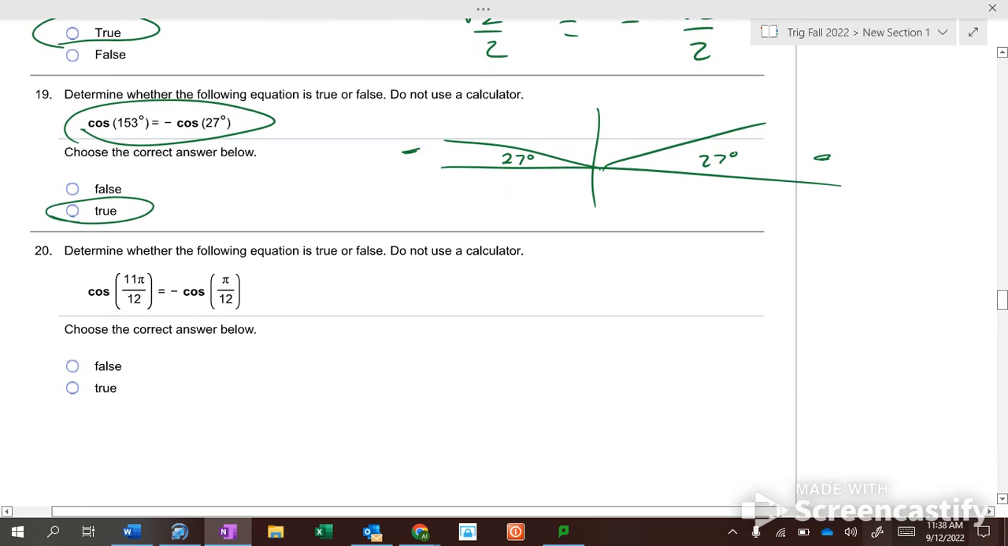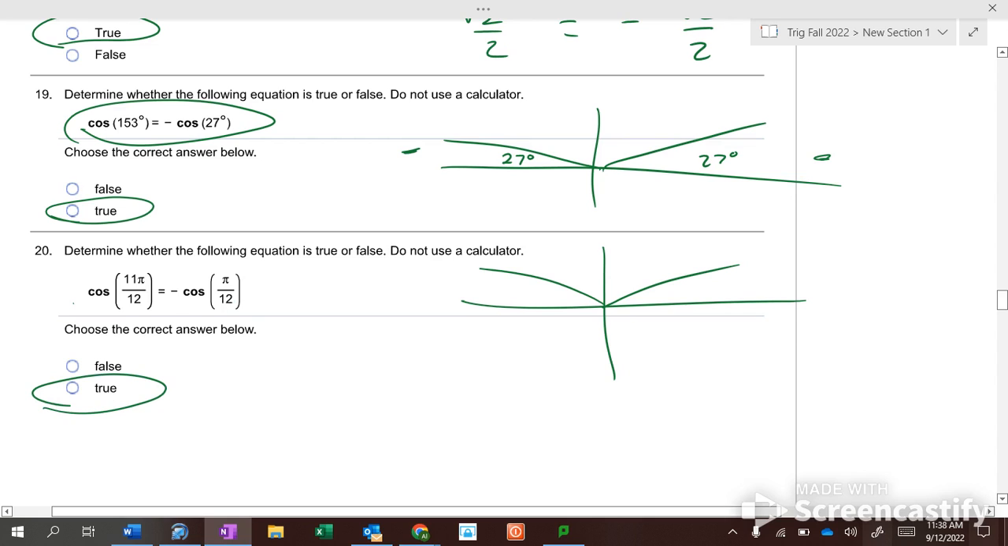All right, cosine of 11 pi over 12. 11 pi over 12 is somewhere over here. Pi over 12 is somewhere over here. And again, cosine and cosine. How far is 11 pi over 12 from 12 pi over 12? 1 pi over 12. Positive, negative. Again, this one would be true. Are they going to be all true on your assignment? Probably not. You'll have to think about it a little bit more.